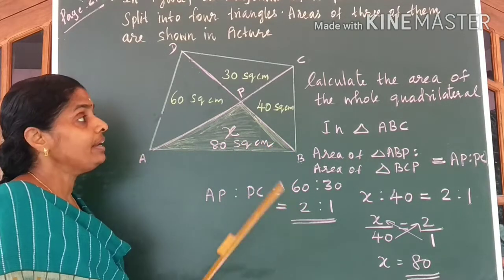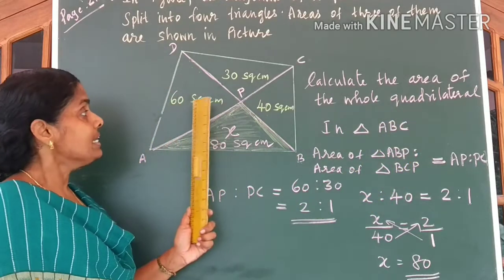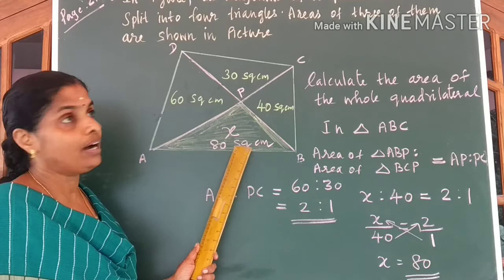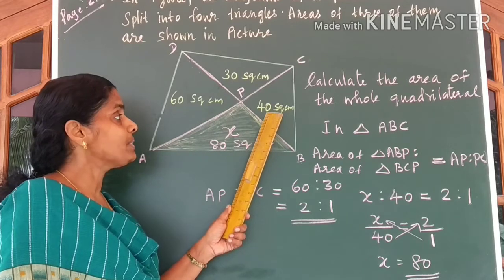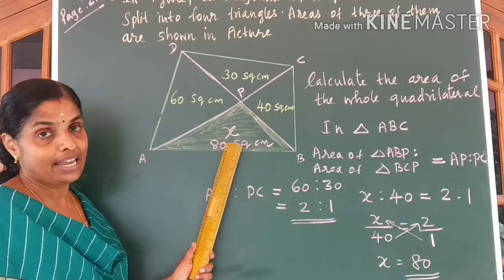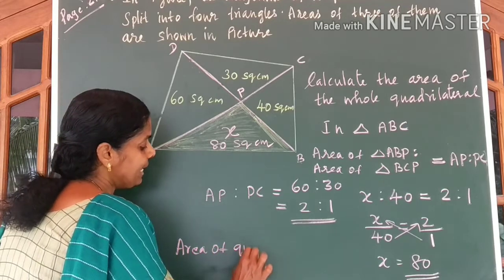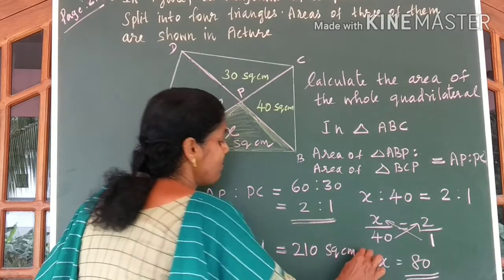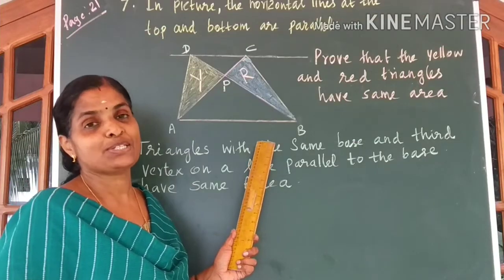Now what is our question? We need the area of the whole quadrilateral. To find it, just add the areas of the 4 triangles. Just add all these numbers. 60 plus 30, 90, 90 plus 40, 130 plus 80 gives you 210 square centimeter. So we can say the area of the quadrilateral is equal to 210 square centimeter. Hope the idea is clear to you. Come to the next question, children.